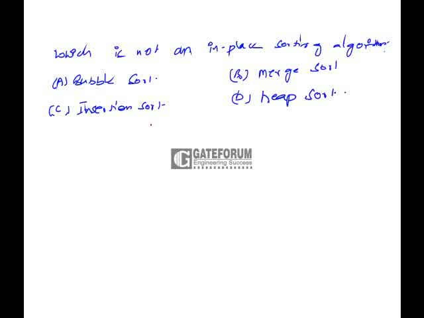If we see all the options here, option B, merge sort, is not an in-place sorting technique. Why? Because it requires one complete additional array, called auxiliary array, while sorting the elements. So here merge sort is not an in-place sorting algorithm. So your correct option is option B.